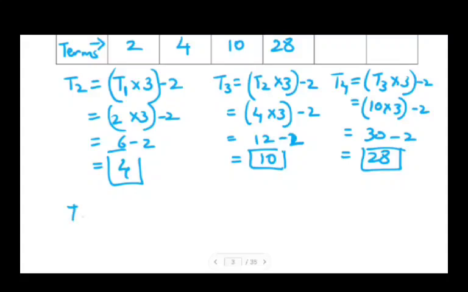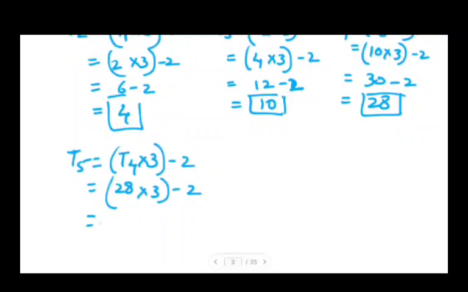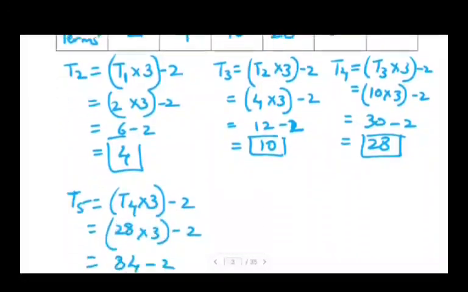My T5 will be T4 into 3 minus 2. What's my T4? 28. 28 into 3 minus 2. 3 8s are 24. 3 2s are 6, 7, 8, 84. Minus 2 gives me 82. So my term 5 is 82.